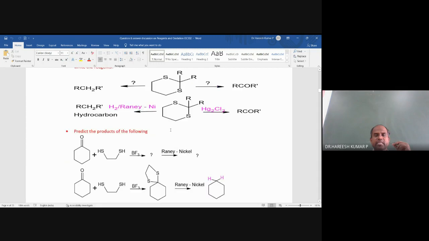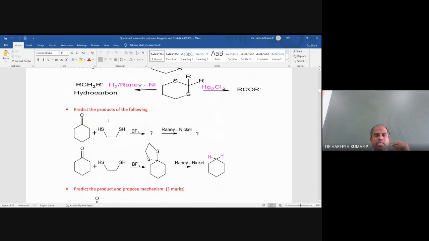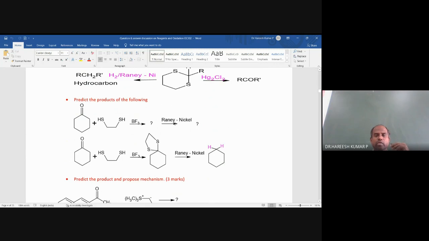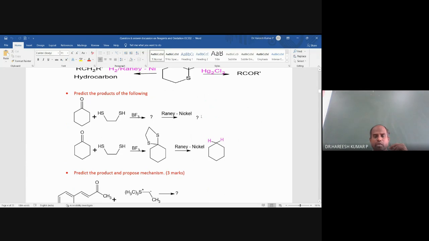I am taking one more similar example. This is the question: predict the product of the following. So there is a question mark here and one question mark here. What are the reactants? Cyclohexanone and a 1,2-dithiol. So this is not 1,3, it's a 1,2-dithiol. A dithiol will react with this: H2, one H here, one H here, and O goes out. There will be a new bond formation between this sulfur and this carbon, and this sulfur and this carbon. So that is the question mark.